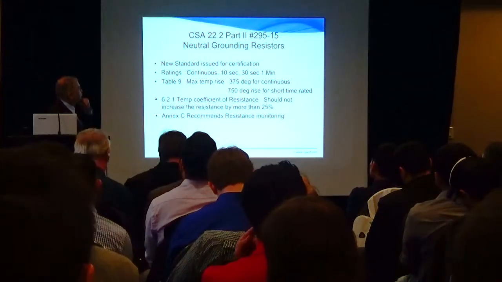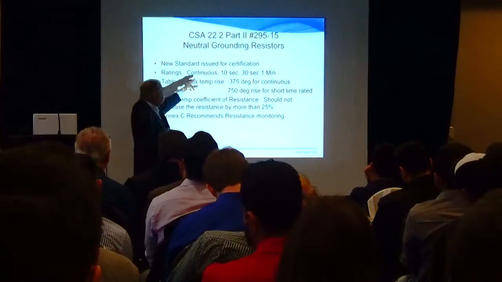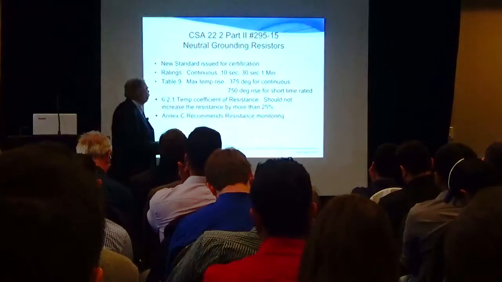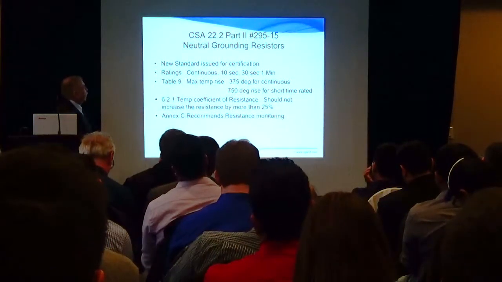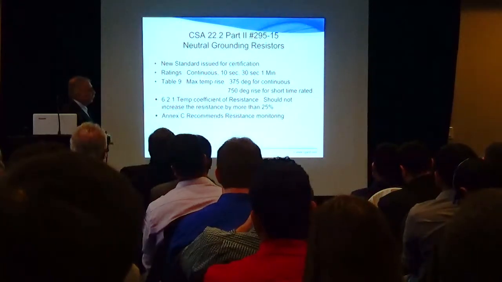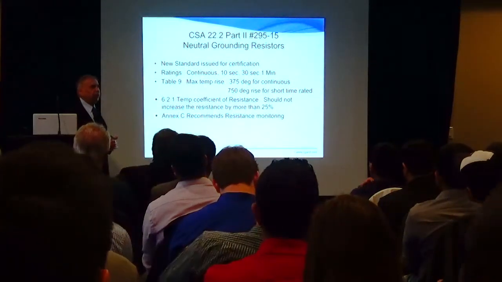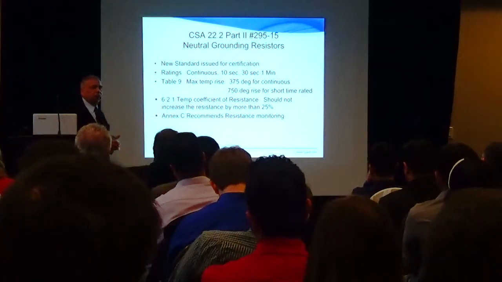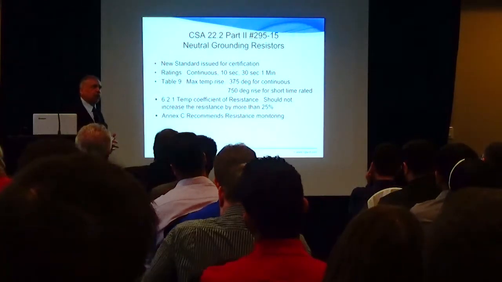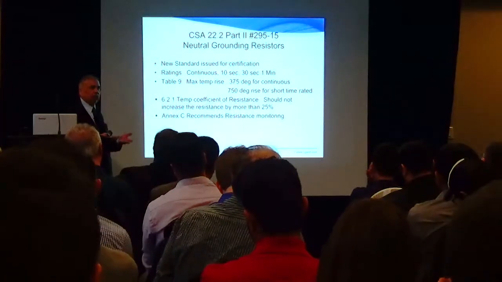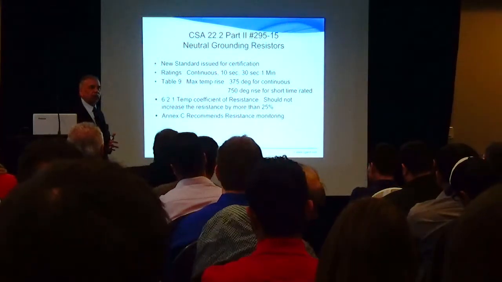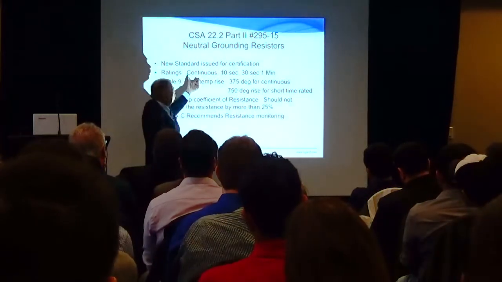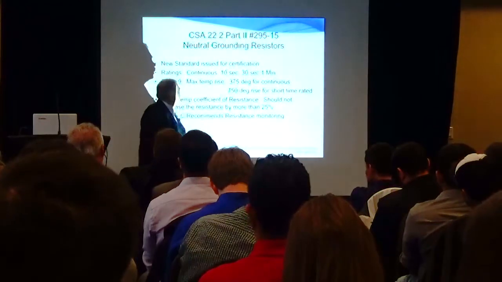The ratings prescribed by the standard fall into four categories: continuously rated resistors, 10-second rated resistors, 30-second rated resistors, and 1-minute rated resistors. When you desire continuous operation with a ground fault, you will choose continuously rated resistors. For medium voltage applications where you are above 5 kV and your current could be more than 10 amperes, you would trip on a ground fault and isolate the system. So the resistor does not need to be continuously rated. It's only rated to cover the tripping time that you have assigned to the relay. So those two categories, continuously rated and short time rated, exist in the standard.